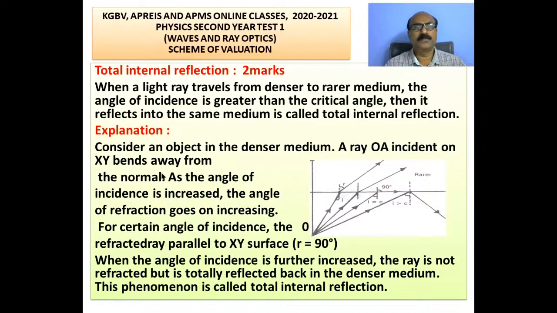Explain the figure. Consider an object in the denser medium. A ray OA incident on XY bends away from the normal. As the angle of incidence is increased, the angle of refraction goes on increasing. For a certain angle of incidence, the refracted ray is parallel to the XY surface, r is equal to 90 degrees. When the angle of incidence is further increased, the ray is not refracted but is totally reflected back in the denser medium. This phenomenon is called total internal reflection. This is all we have to explain.